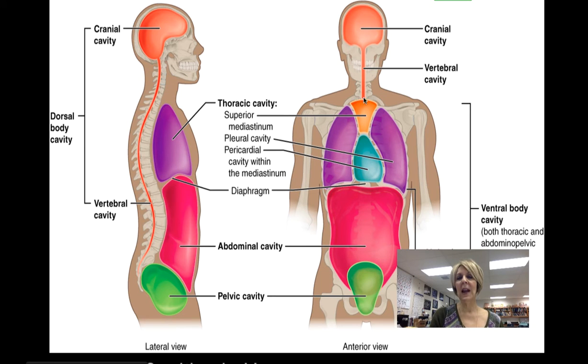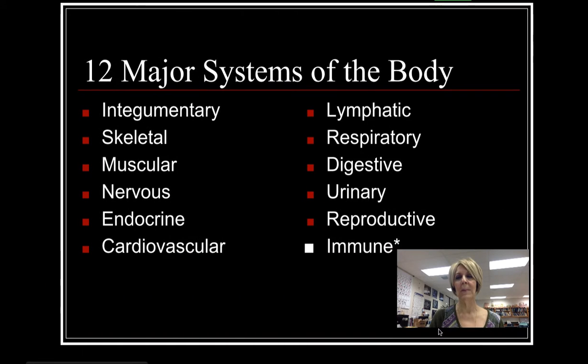The thoracic cavity has three major areas: the pleural cavity, which is where the lungs are, the pericardial cavity, which is where the heart is, and then this area right here is called the mediastinum. This superior mediastinum cavity is one that we don't use very often. In this introductory course, we usually talk more about the pericardial cavity.